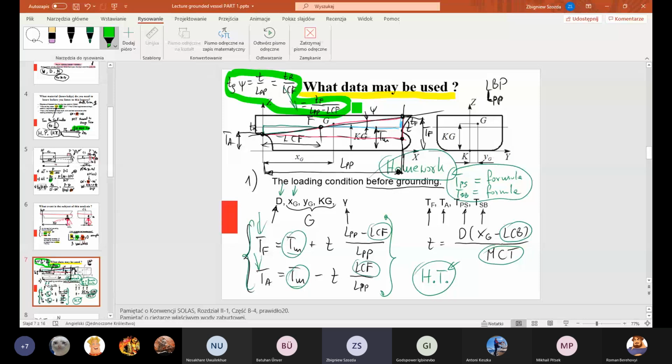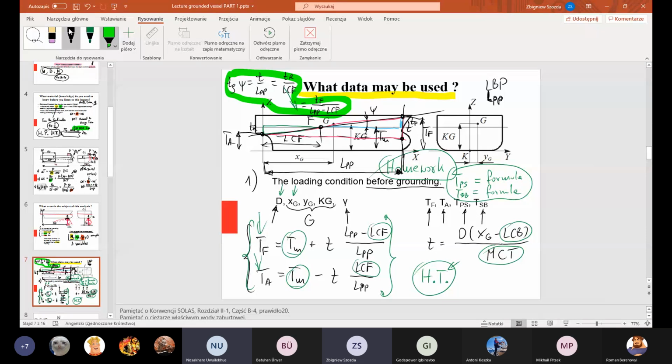Okay. What shall I do now? I switch off the recording. Sir, I have one last small question. Yes, please. What is LCB? Is it longitudinal center of buoyancy? Yes, it is longitudinal center of buoyancy.